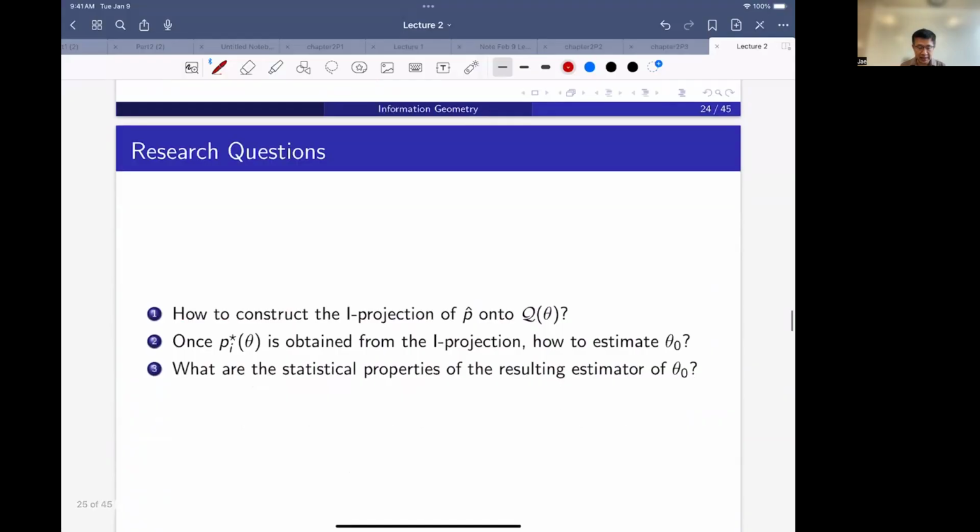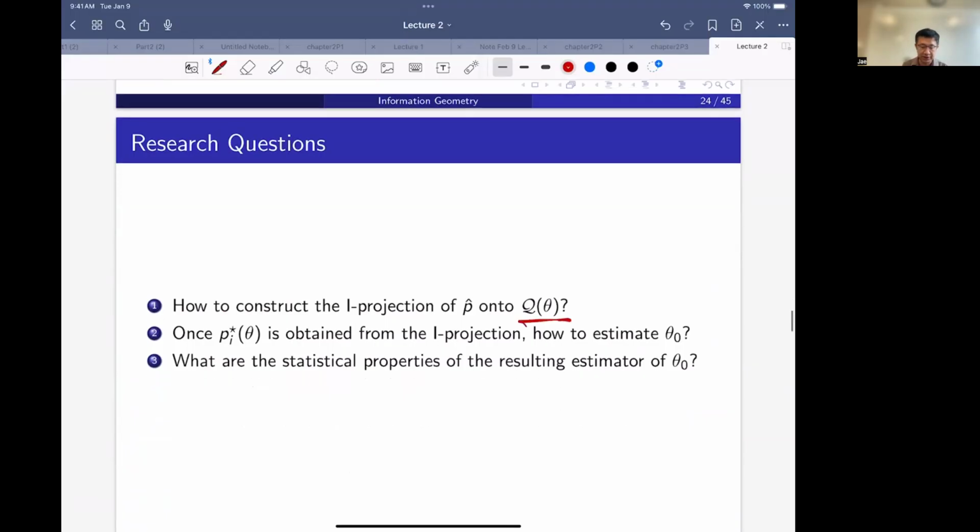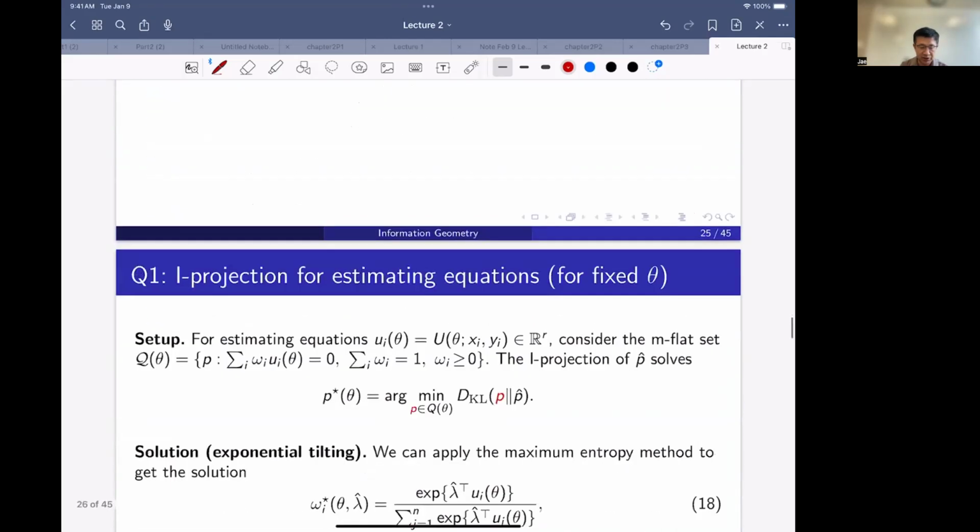Now, the question is how to do information projection onto this space. The first question. And then once we obtain this one, how to estimate the parameter zeta. And the third question is what are the properties of the resulting estimator of zeta. So these are the research questions.